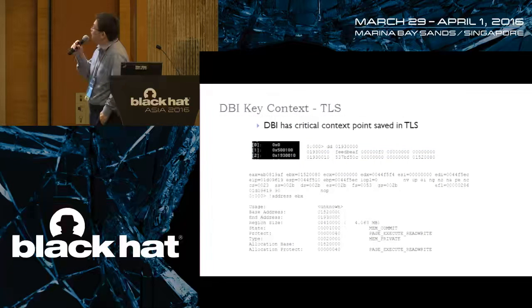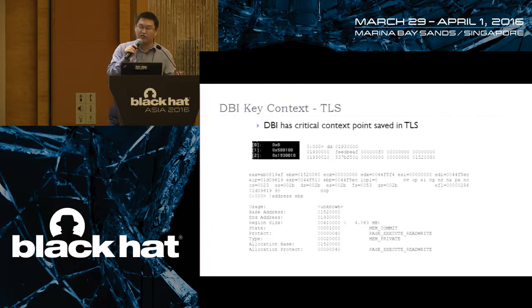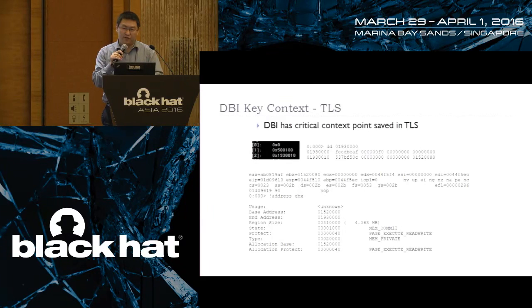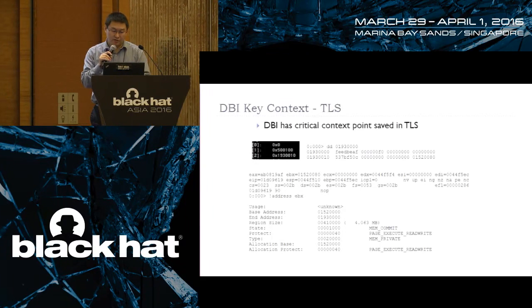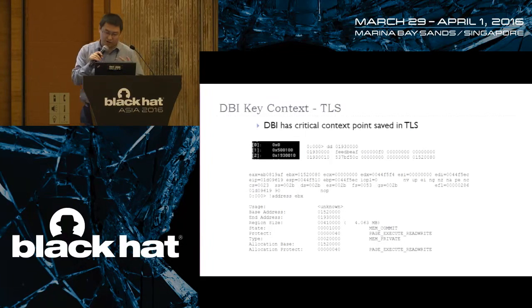And another thing for this part is back to TLS. Previously we saw TLS under Pin provides some weird value, right? But if we inspect the value, you will find something interesting. For example, the value here is 1930010, right? If you look at this page at the beginning, that's also feedbeef, that's the Pin signature. And if you look at the 1C offset, that's exactly the value used in the code cache context as EBX. That's a critical data structure there, right?